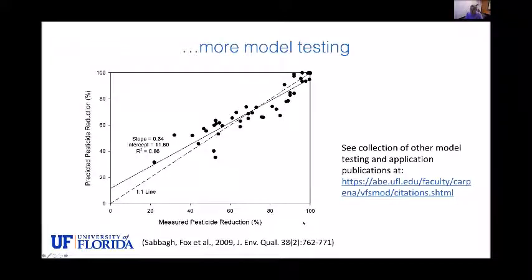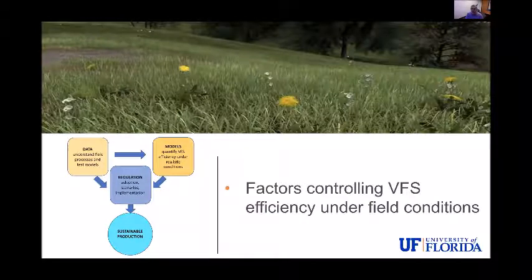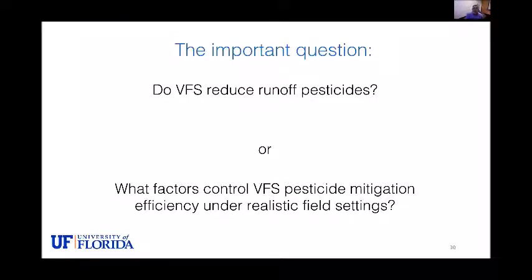So much other testing has been done. Here is a reference that you can go and look at. And finally, to wrap up, we could frame this question of mitigation, in particular buffers, as: do these buffers reduce runoff? Or perhaps the more interesting question, what are the field conditions that actually limit the efficiency of these buffers so that we can consider those in the risk assessment or management process?